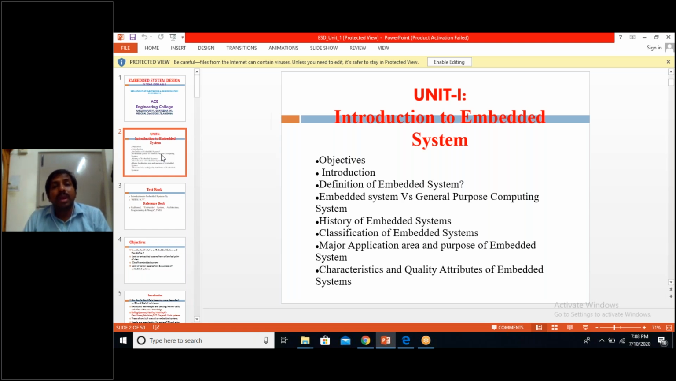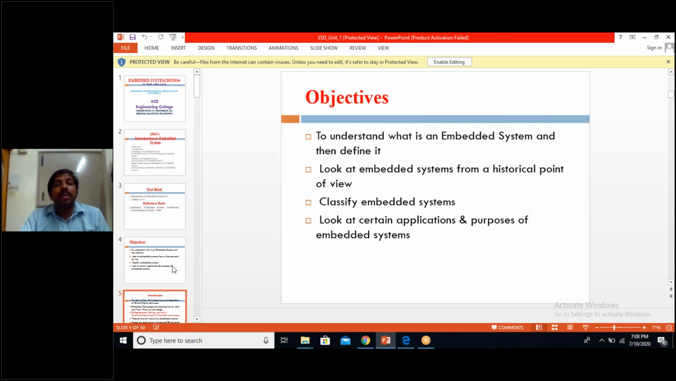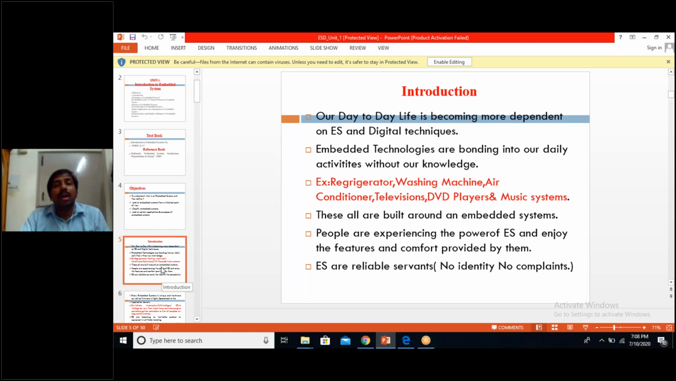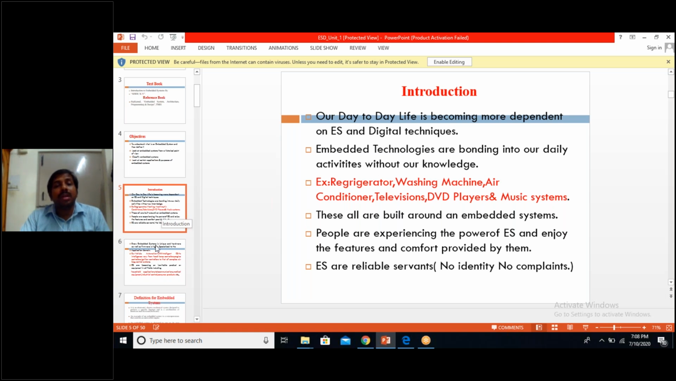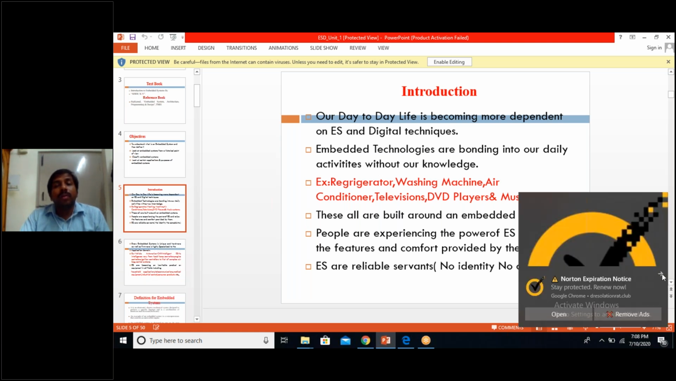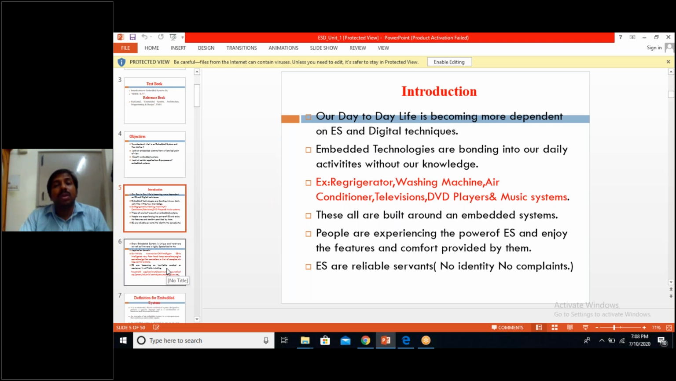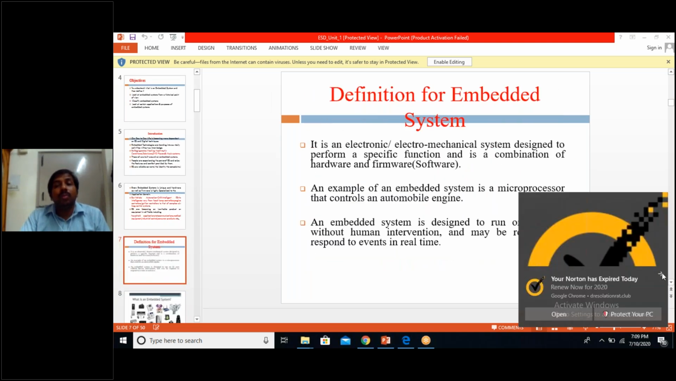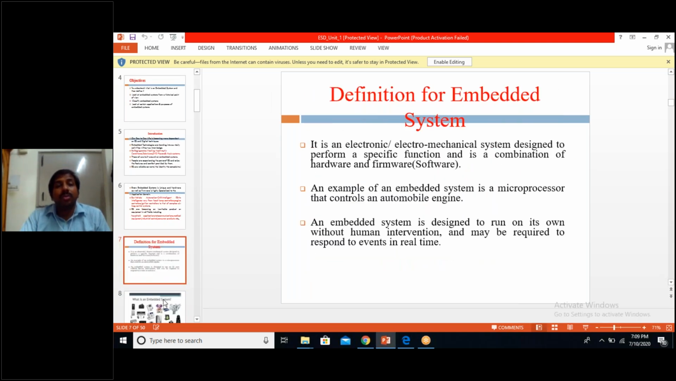Under embedded systems we have a large number of applications. These embedded systems are utilized in all the applications, in every sector. They are becoming reliable servants. They don't require any identity, and they can control as much load as needed. They don't require complaint. One embedded system designed for a specific purpose can do as much work as it can, so you can go on adding applications to it.